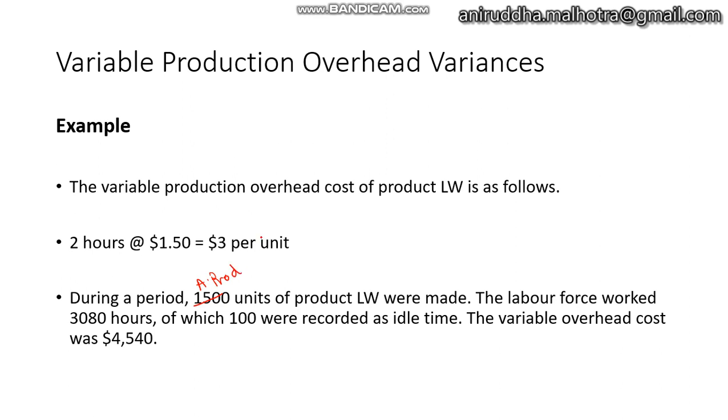The labor force worked for 3080 hours, of which 100 were recorded as idle time. That means out of this 3080 hours, 100 hours they were not working. This was idle. The variable overhead cost incurred was $4,540. So this was the actual overheads incurred. So based on this information, we can now calculate the expenditure variance and the efficiency variance.